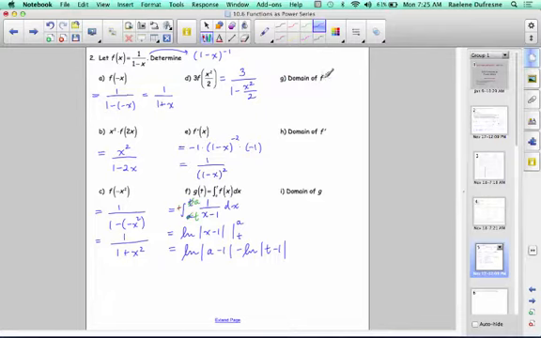In part G, the domain of f is simply x contained in the reals but not equal to 1, because that's an x value that makes y undefined and therefore has a vertical asymptote on the graph of f. The domain of f prime is also x not equal to 1, so it's the same as the domain of f.